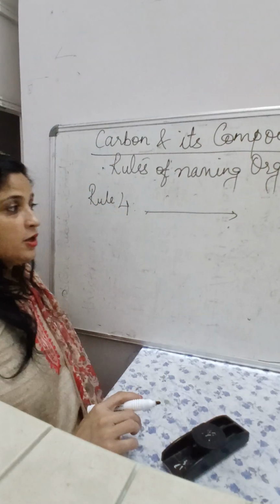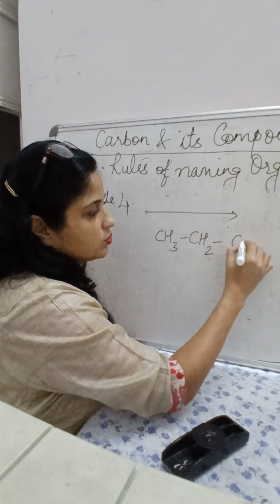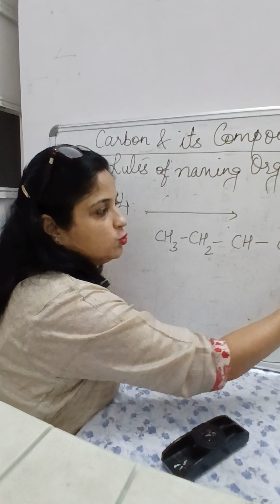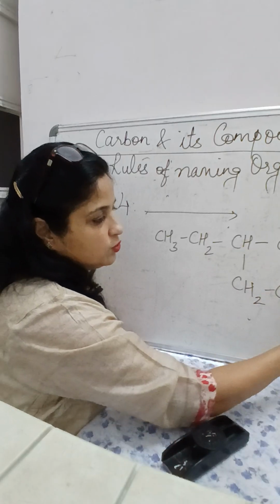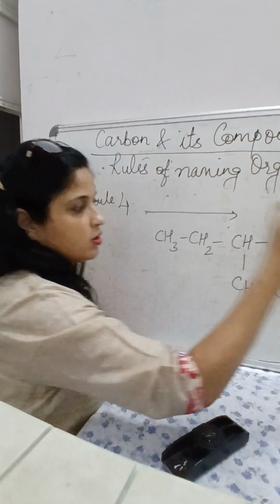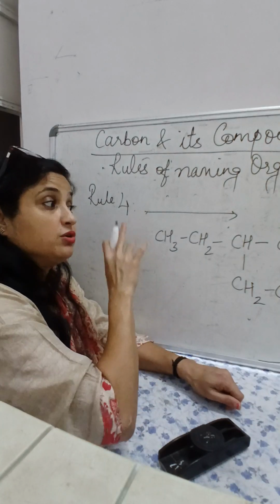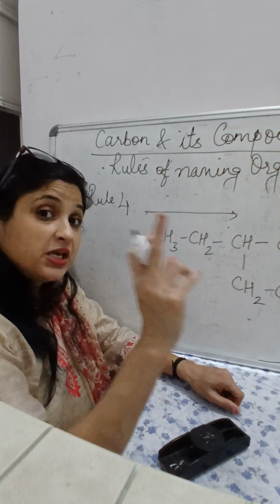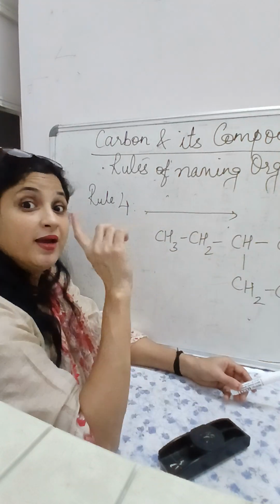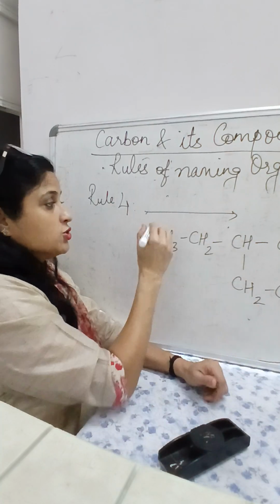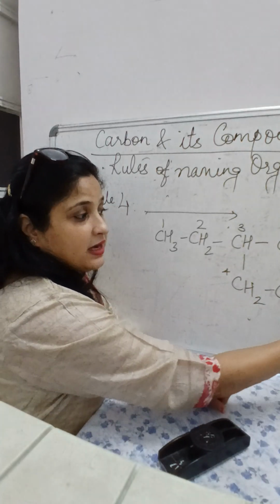Rule number 4 is, let me take one example: CH2, CH, CH2, CH3, CH2, CH2. Now which chain are you going to take as the main chain and which as the branching one? You have to see that the branching one will be the smaller group, and the main chain will be lengthier, that will be longer. So this is 1 2 3 4 5 6 and 7.